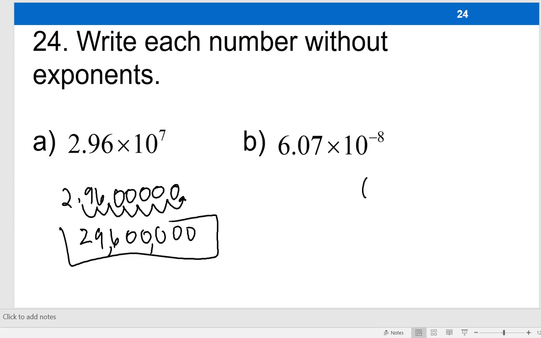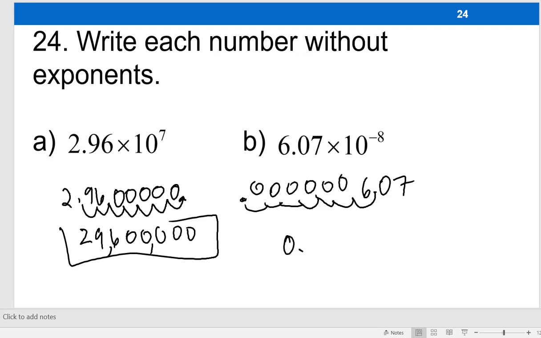Same with this one. The difference here is that the exponent is negative, so this number is not getting bigger because we're not multiplying by 10. We are dividing by 10. So it gets smaller. The decimal will move to the left 7 times. 4, 5, 6, 7. So 0.6 zeros and then 607.